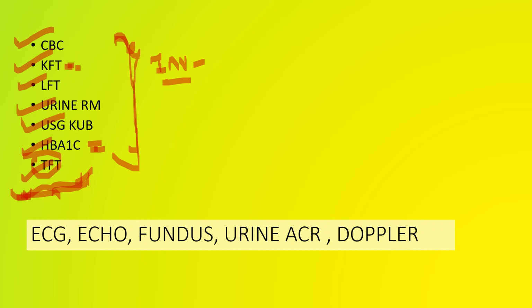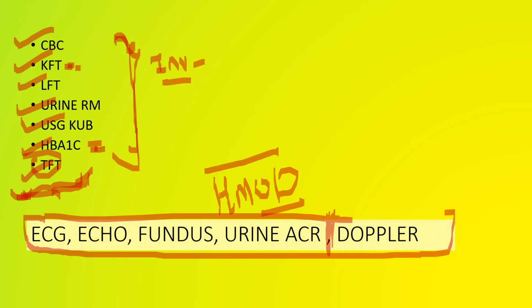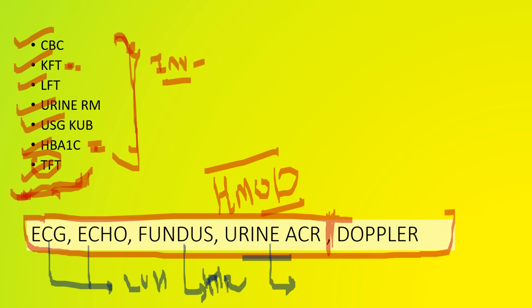Once you do these investigations, you will get the clue from which we can proceed with the second tier of investigations if required, and also look for end organ damage. End organ damage, not the doctor. Hypertension-mediated organ damage. To look for it: ECG, 2D echo to look for left ventricular hypertrophy, fundus to look for hypertensive retinopathy. Urine ACR is a much more sensitive test to detect albumin in the urine.